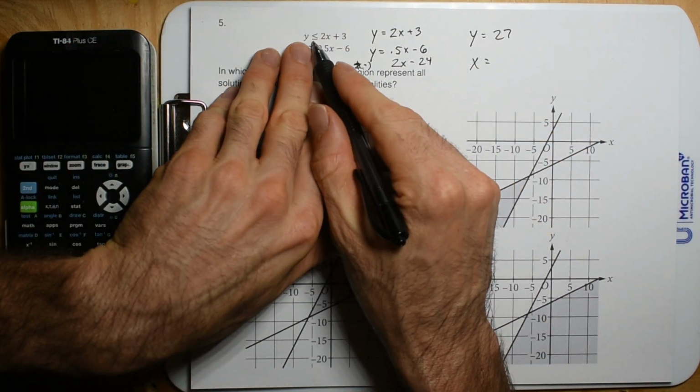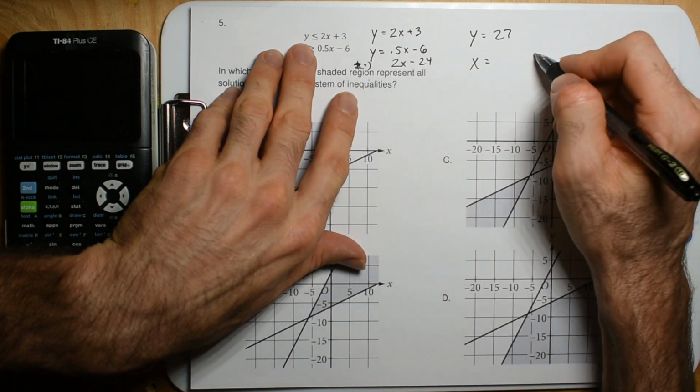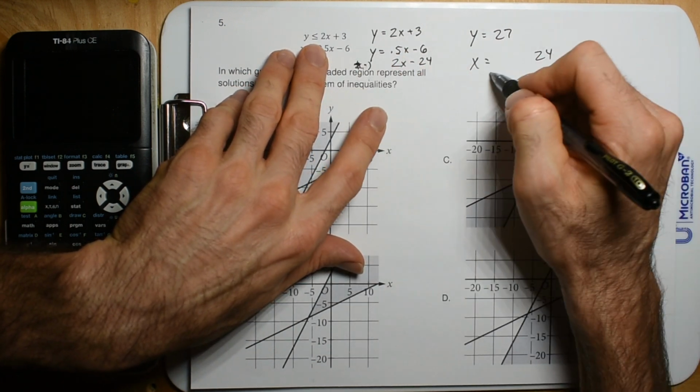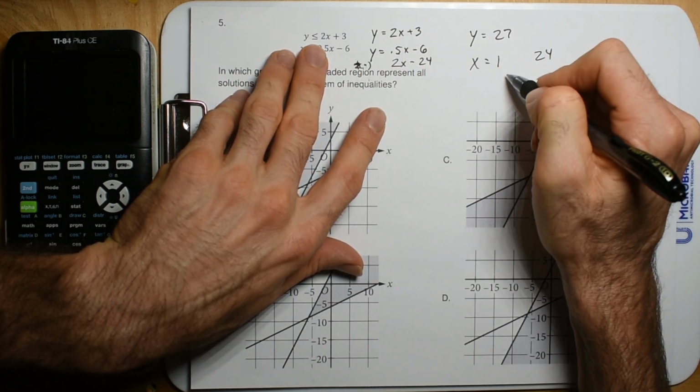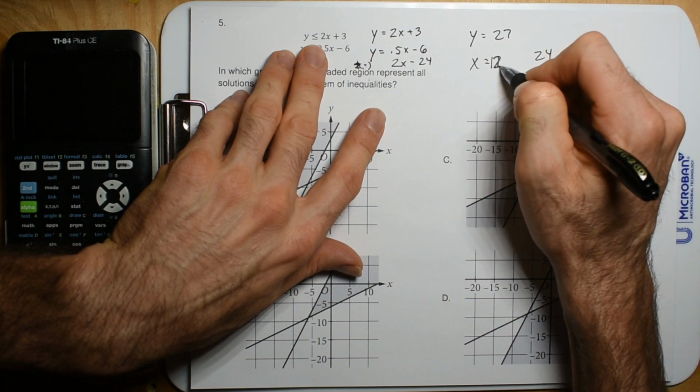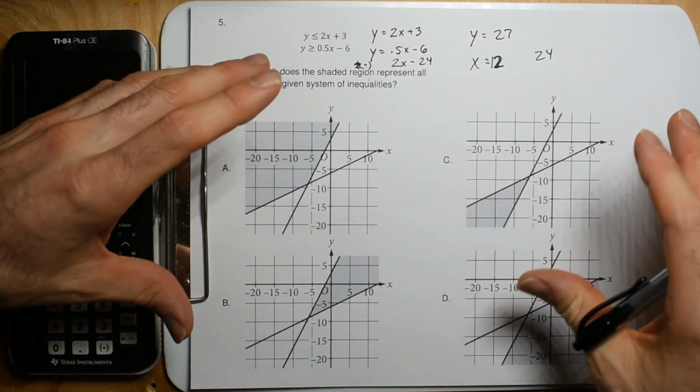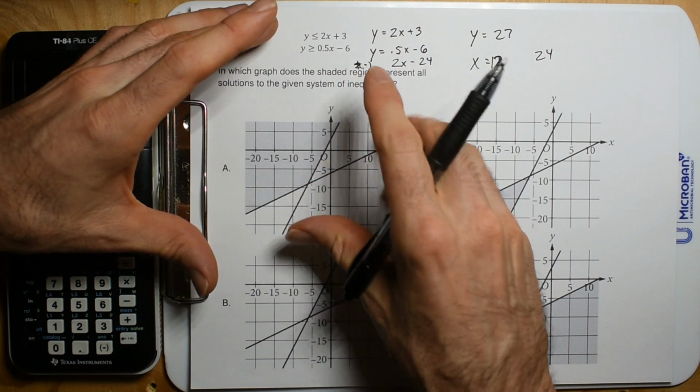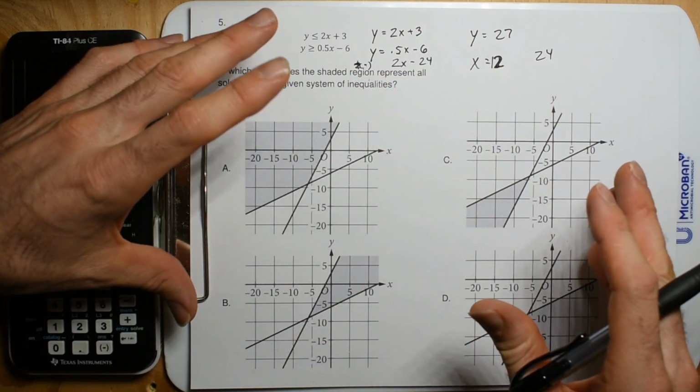If y is 27, we're going to subtract 3. That's going to be 24 divided by 2. So x is 12. Sorry, I almost messed that up. x is 12. So now, I mean, cool, it's got inequalities. That just might be like, who cares?